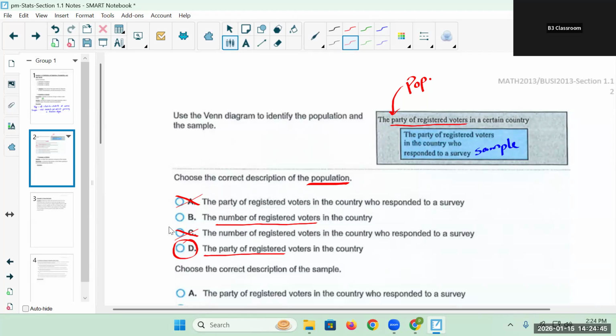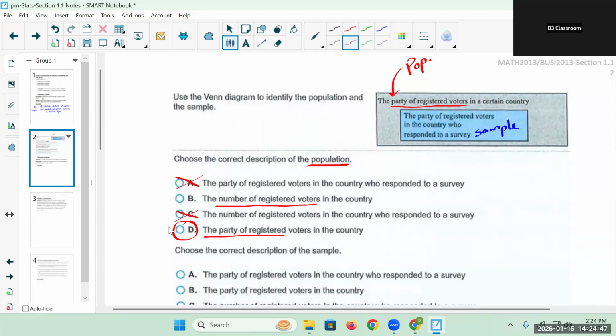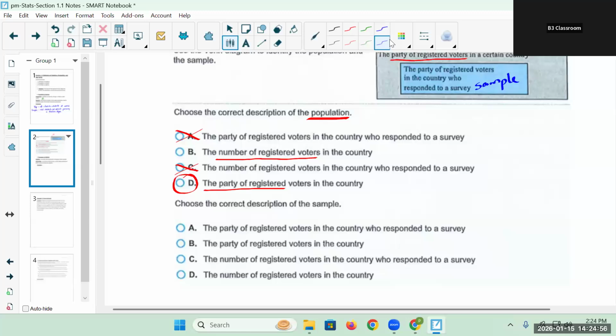Okay, now they're going to ask you to identify the sample. And the sample are in that same population, but they answered the survey. So just by looking at this, I could eliminate B and I could eliminate D because they did not take the survey, okay? Now, when you look at A and C, it does say they responded to the survey, but again, the wording is very specific. The party of registered voters in the country that responded to the survey, so that would be A. Okay?